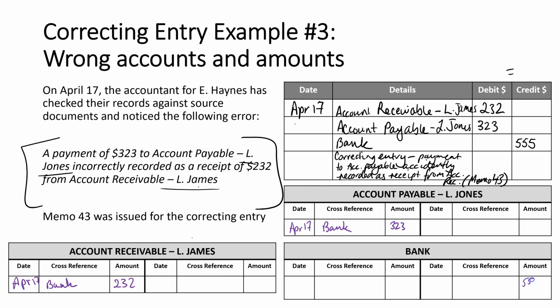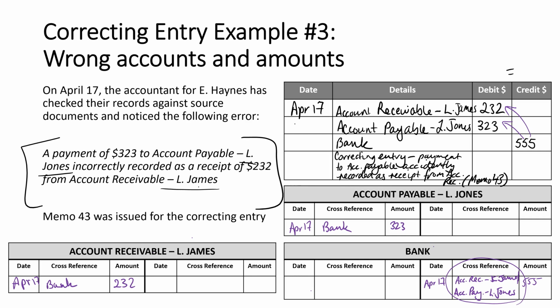And lastly, we would need to record on April 17, $555 credited. And this one, we can see, is going to be going to two areas. So account receivable, and this is for L. James, / account payable L. Jones. Now remember that you aren't allowed to abbreviate here, so you'll need to make sure that you squeeze it in to your general ledger account in the cross-reference section when you're writing this on your own.